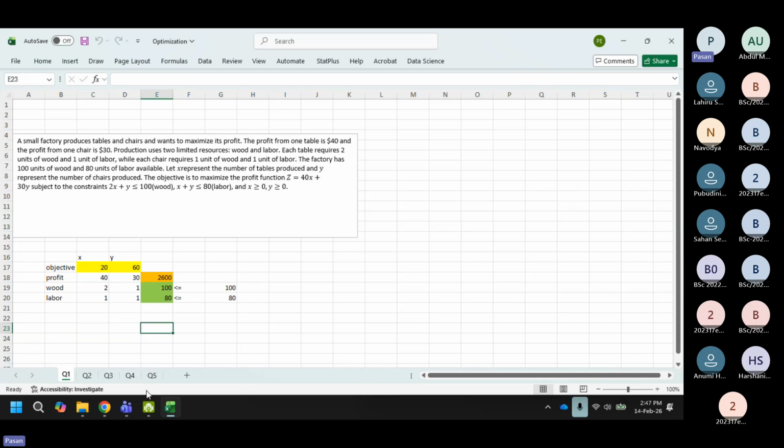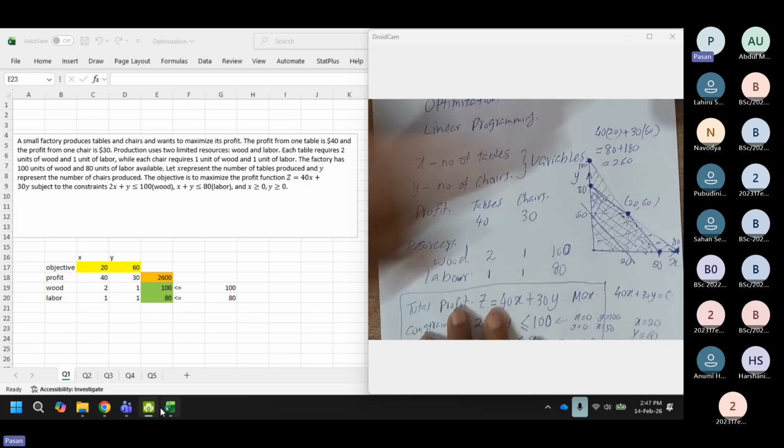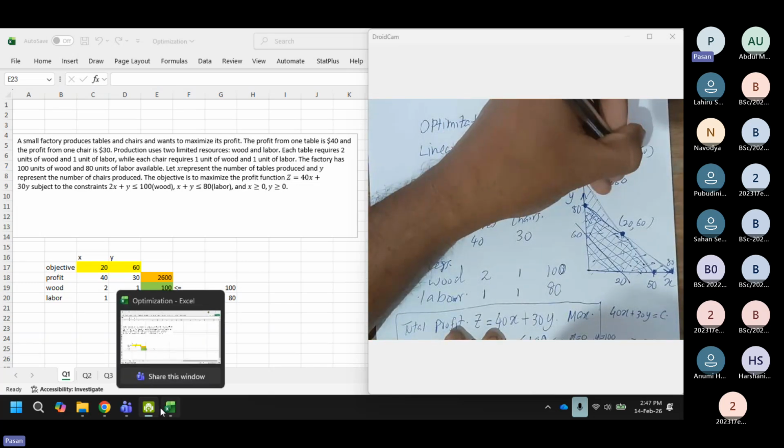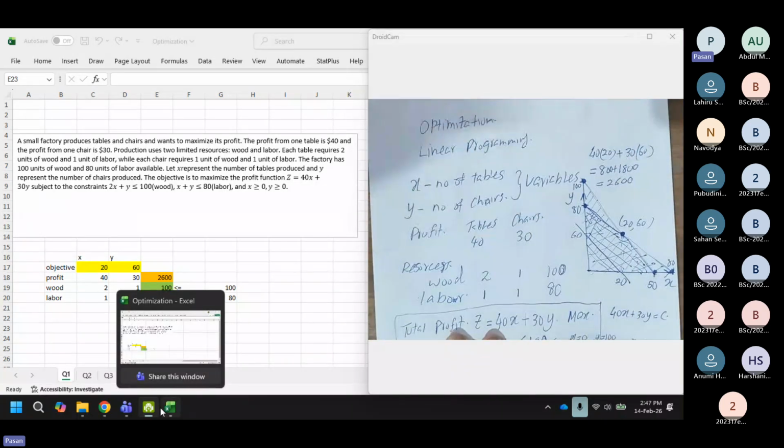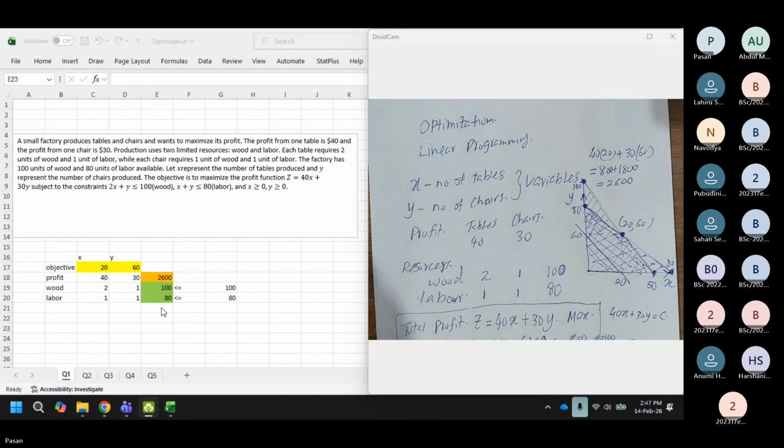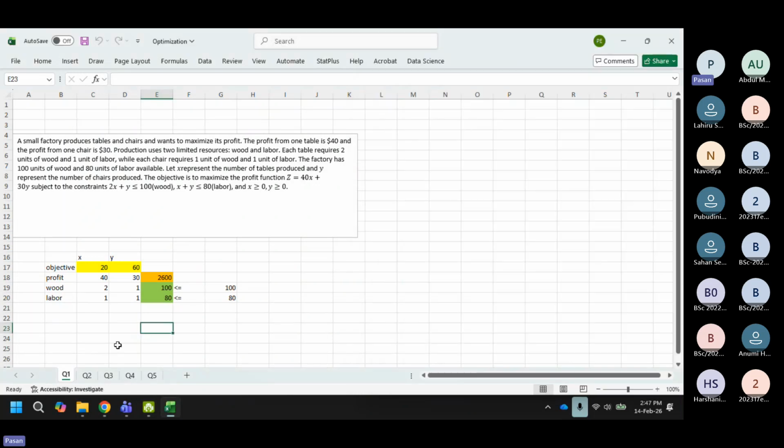So I was multiplying that here, right? So this is 800 and 1,000. So it is the 2,600, right? So that's the 20 and 60 values there, right?